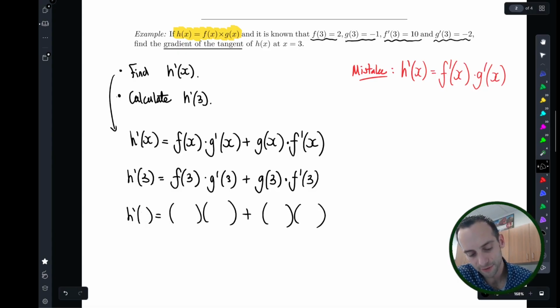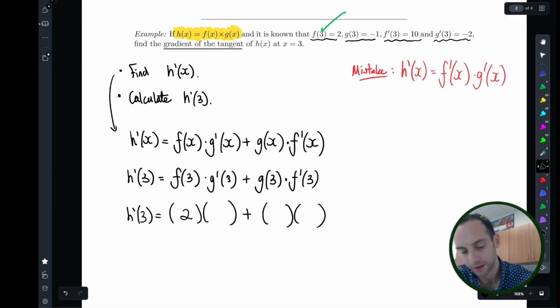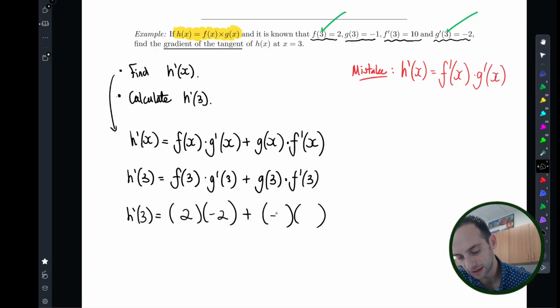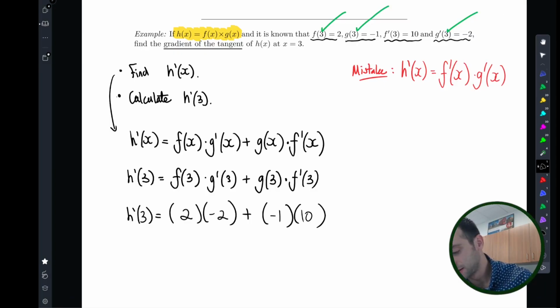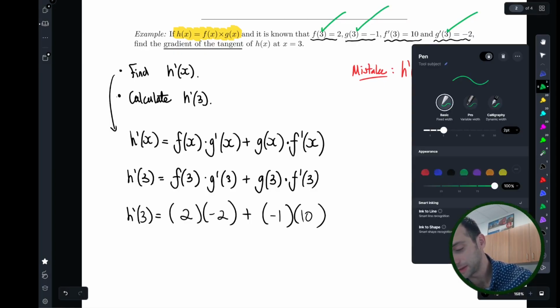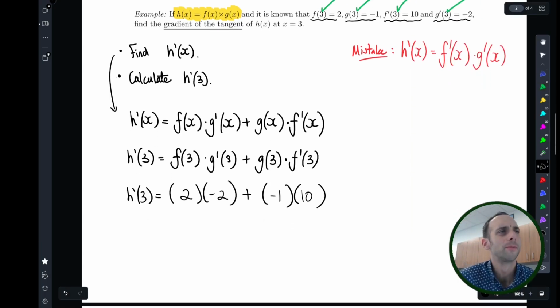Okay, so f of 3 we were given in the question, we know that's a 2. So if we're tracking in the question, check, we've used that first piece of information. G primed of 3, we're given that's -2, so we can check the last piece of information. G of 3, we're given as -1. We'll check that one as used. And finally, f primed of 3, that was 10. We'll check that as used. So 4 pieces of information in the question. We've used all 4. That's a good sign.